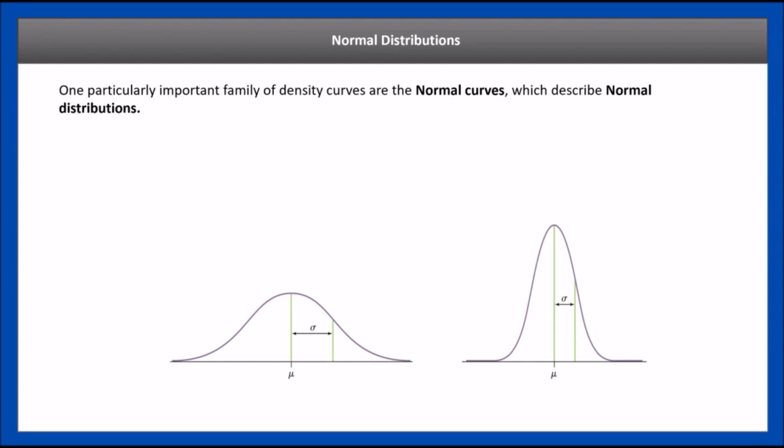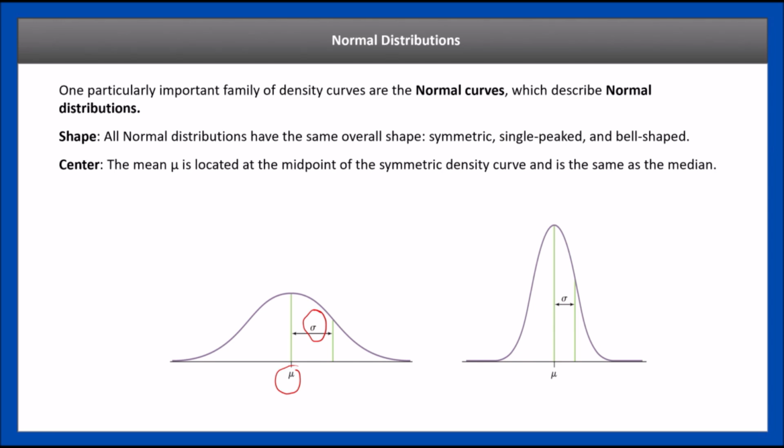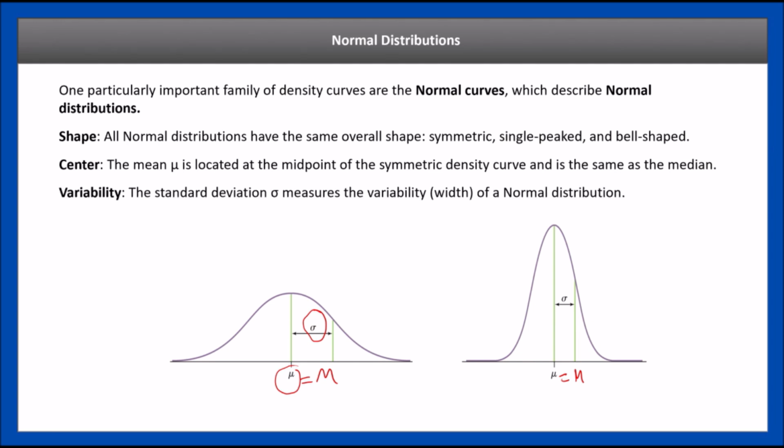One particularly important family of density curves are what we call the normal curves, the Gaussian distribution curves. That's what we were mentioning earlier. So the Gaussian distribution, the normal distribution, bell-shaped distributions. Notice that what distinguishes these two curves here are where the mean is and the standard deviation. So that's what perfectly describes the normal curve, those two parameters. The shape is symmetric, single-peaked, and bell-shaped. Their center is mu, and the spread is sigma. And the mean is equal to the median here because it's symmetric, and the variability is determined by sigma, the width.